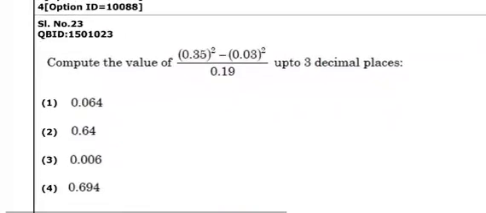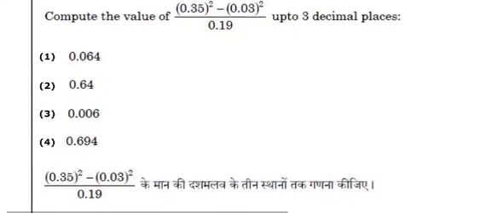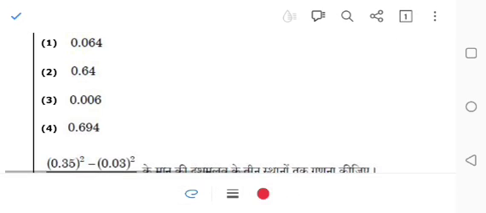Next, 23, compute the value of, so this is the diagram, not a diagram, but for me it is also a diagram. So you study the diagram up to 3 decimal places. What will be the correct option? I will give you the correct option. Correct option of number 23 will be 0.64.